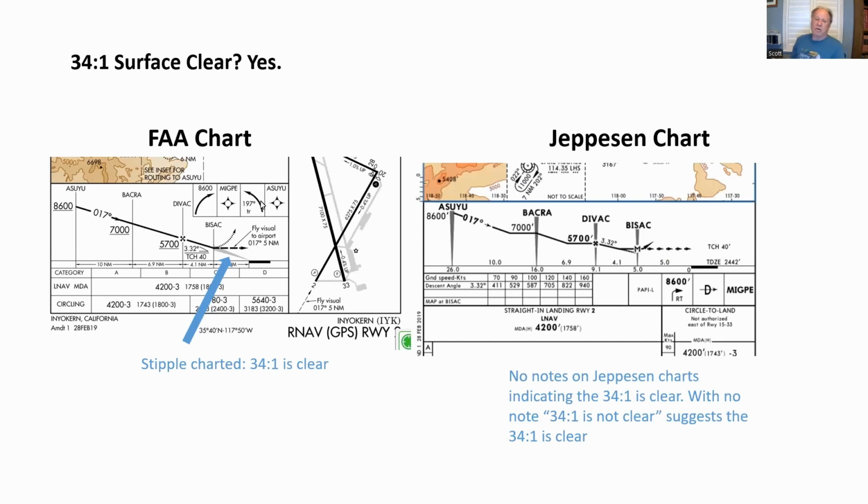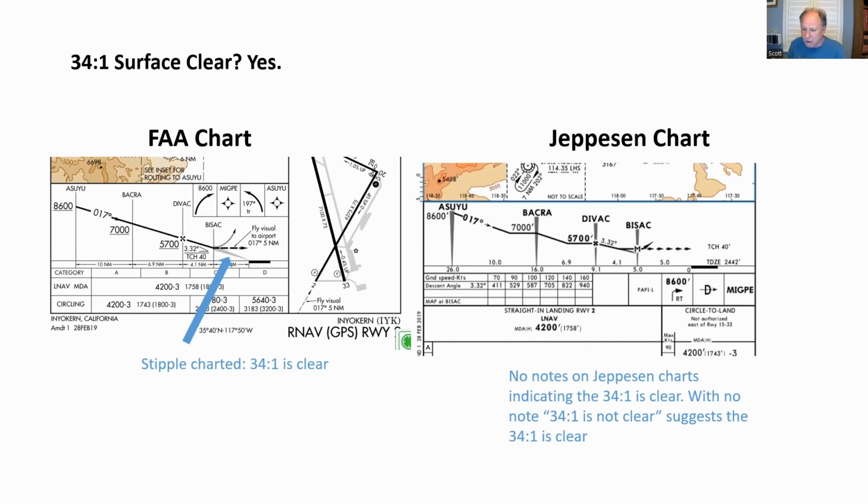So how do you tell if the 34-to-1 surface is clear? That could be a quick clue for anybody as to whether you're going to have obstacle problems on an approach. So on an FAA chart, this little gray stipple is charted approaching the runway threshold. I don't know if you can see it very well on the screen, but it's a light gray stipple. It's very obscure, but that is the indication that you have a 34-to-1 surface that's clear.